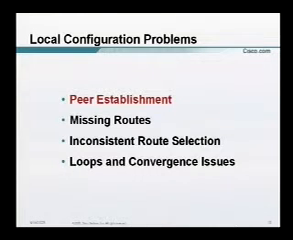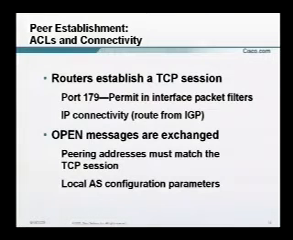Then we've got missing routes, inconsistent route selection, and of course loops and convergence, which is entertaining as well. Peer establishment. I like this slide because these days people are very security minded and they put the filters in on the edge of the network like the good people they are, and they forget to allow BGP. So I usually have an email or two per month that says, well, I'm trying to bring BGP up, but, and that's because people forget port 179.